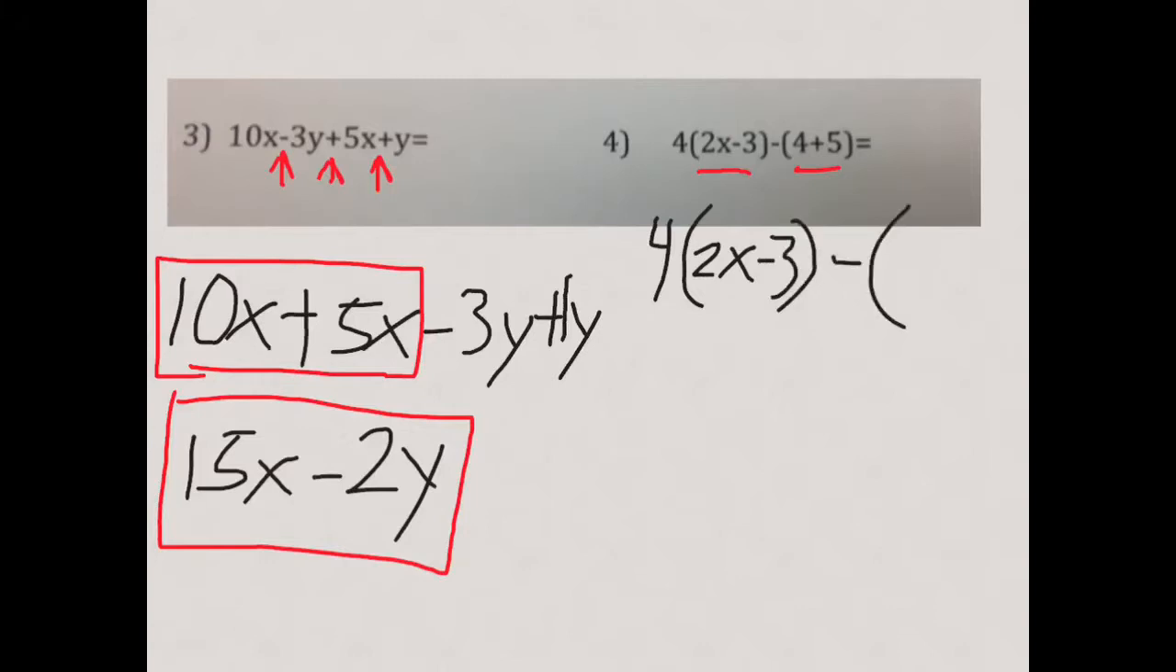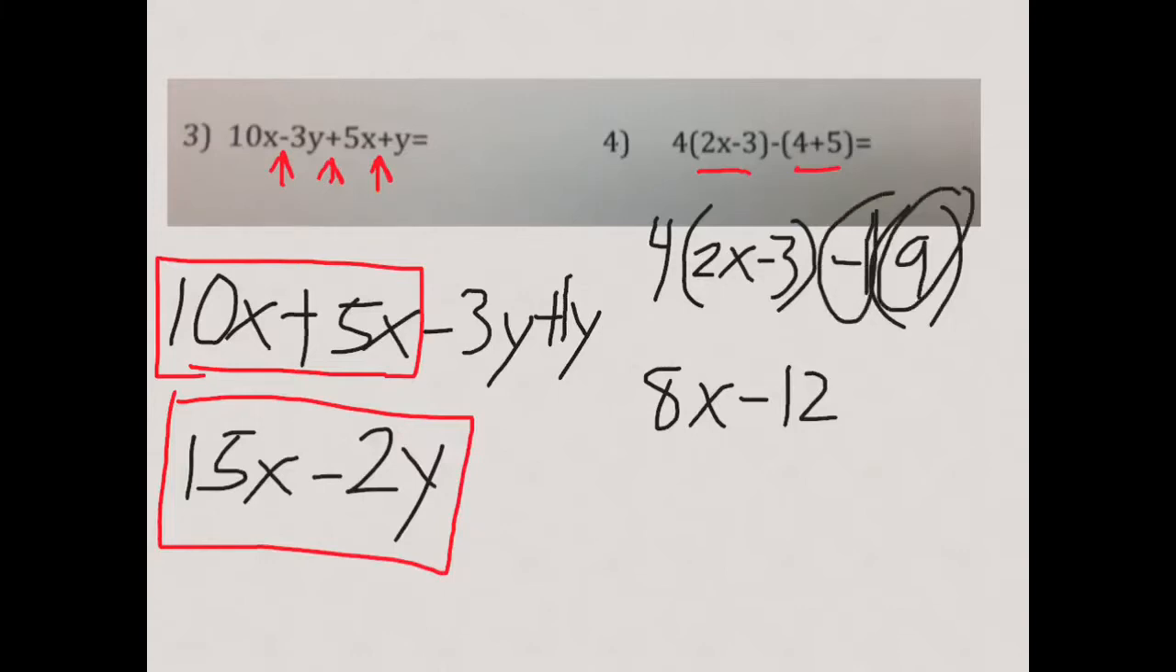Minus, in parentheses, 4 plus 5 is 9. Okay, so now I look, okay, 4 times 2x, 8x, minus 12, and then minus 9. The reason this is minus 9, I remember this minus sign is right outside, but imagine it's negative 1. Negative 1 times a positive 9 gives me negative 9.